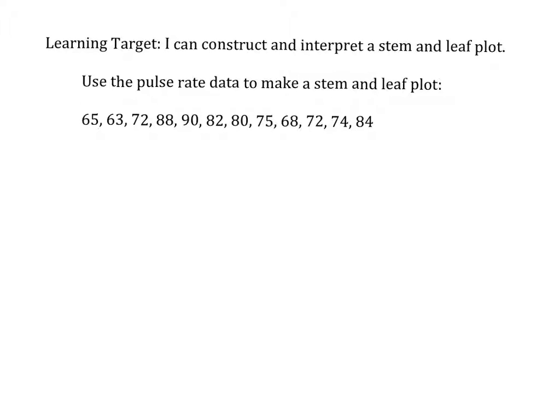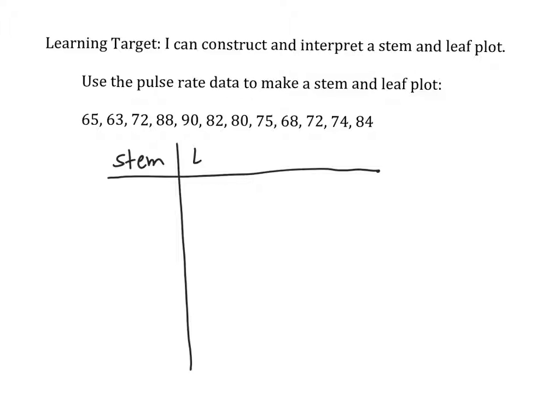Now, in order to make a stem and leaf plot, we have to set it up like a little table. I'm going to write stem, and then draw a line, and then a little bit longer side on the right side here, and I will write leaf. So we're going to have our stem on the left-hand side and our leaf on the right-hand side. The stem is going to be the list of all the numbers in the tens place, and then the leaf will be the ones place numbers.